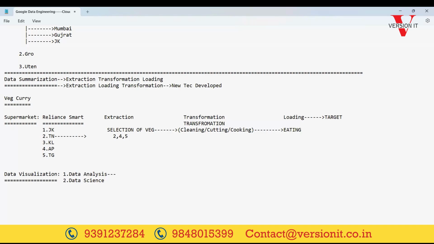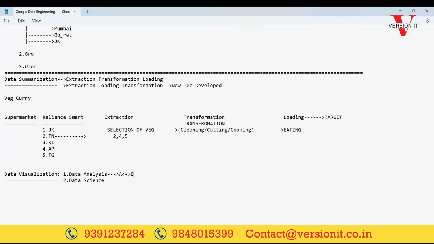Data analysis is nothing but you compare A with B, and you can say which one is the best, whether A or B is best.